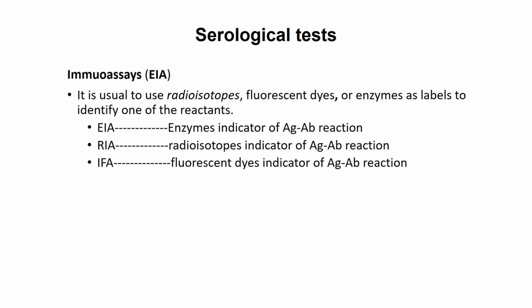So basically, the purpose is you put a label, a tag, on one of the reactants. You can put a tag on either the antigen or the antibody, and then measure the tag for how much of them are bound and how much of them are free floating. Usually, free floating ones are washed away, so the ones that are bound stay and keep showing.